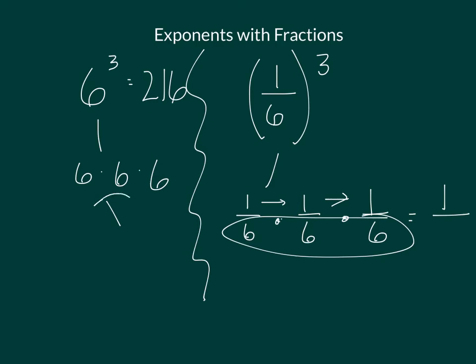And we already did that math. So 6 times 6 was 36. We multiply by 6 one more time. And we know our answer is 216 because we did it in whole number form. So if you notice, you actually just apply the exponent to both the numerator and then the denominator. We'll try one more together.